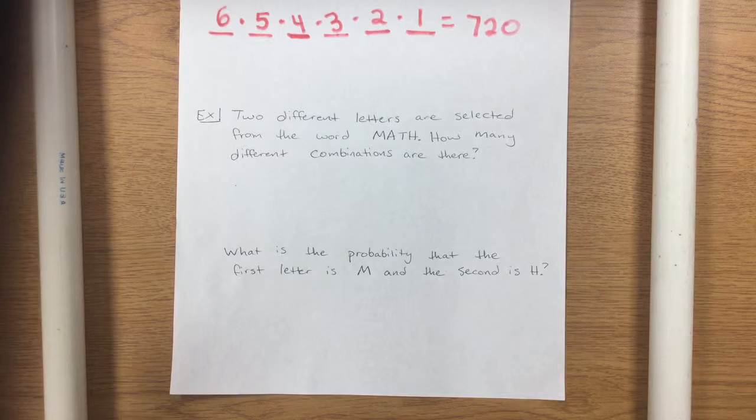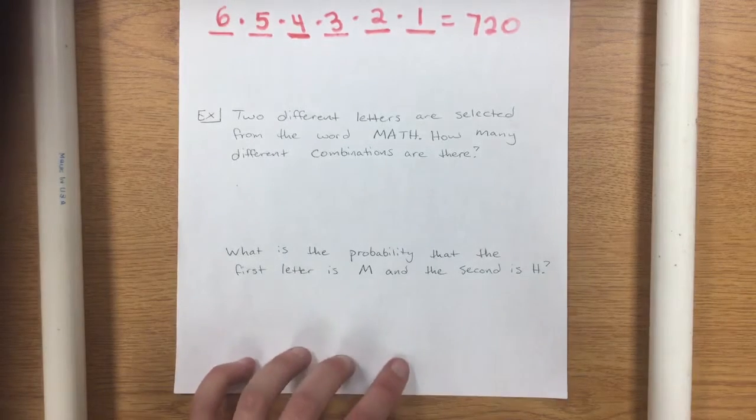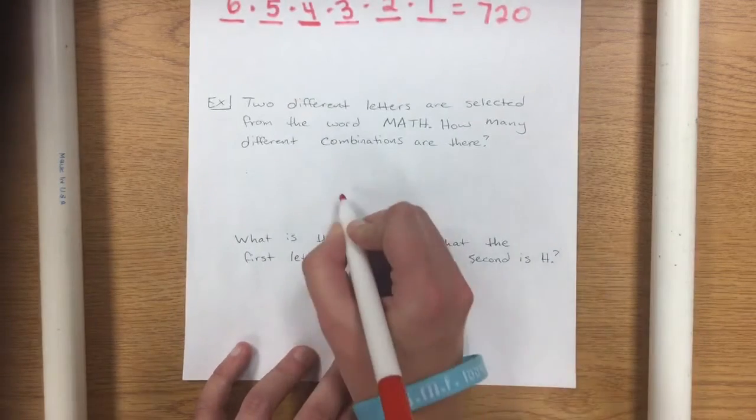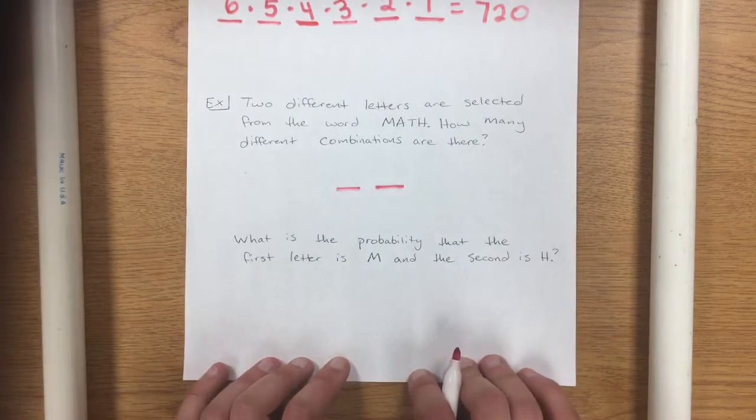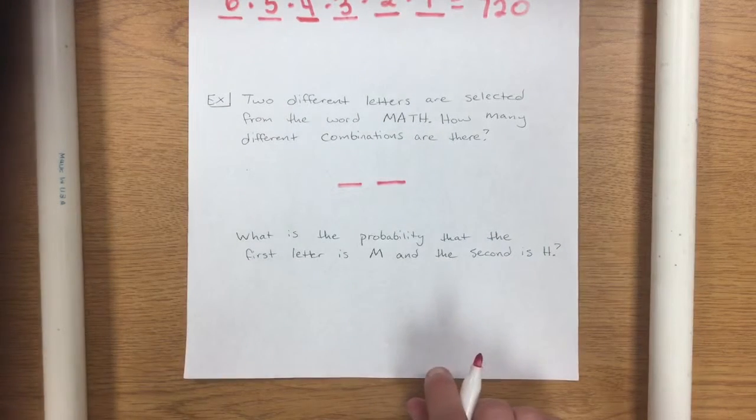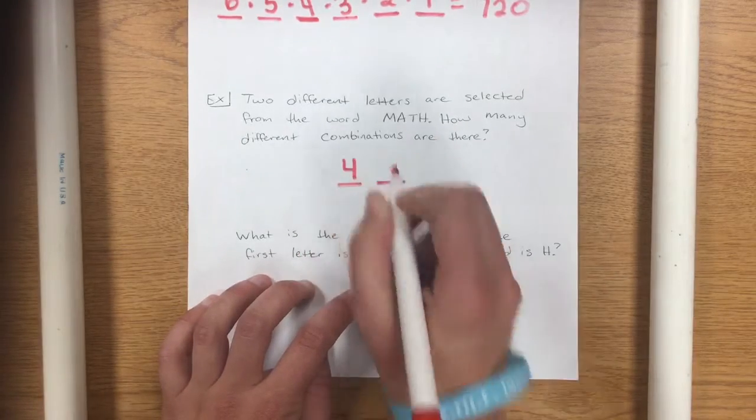All right, our last examples. 2 different letters are selected from the word math. How many different combinations are there? So, this one we're going to have to write out our list of all of the different combinations. So we have to remember that order is going to matter. So how many different letters are we selecting? 2. And how many options do we have for our first letter? 4.